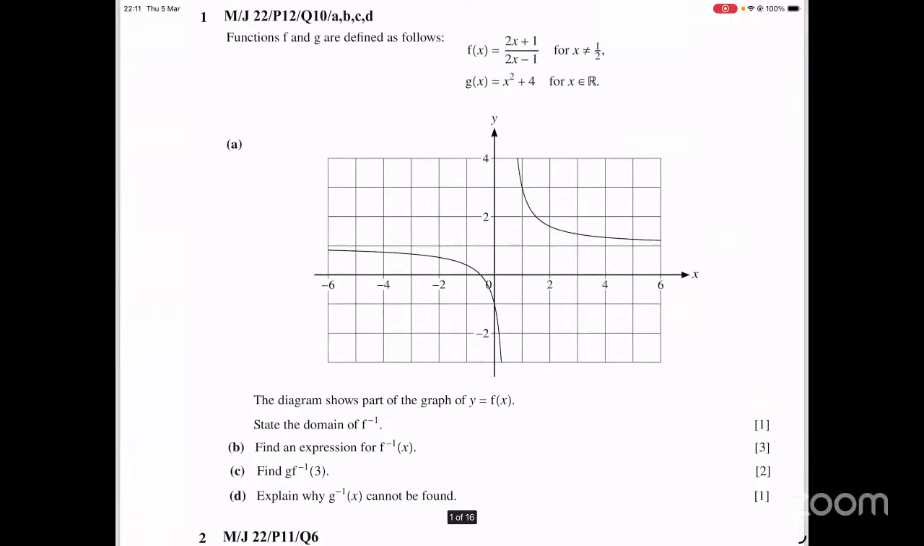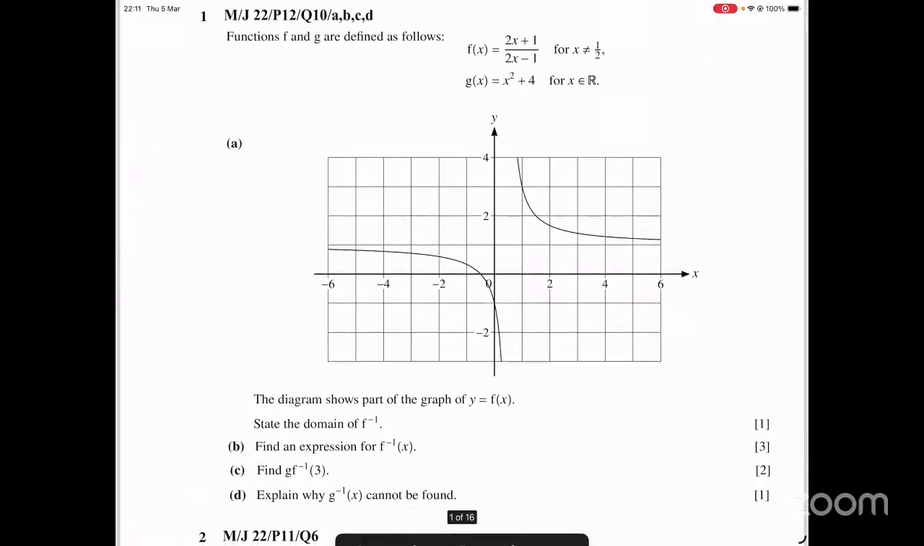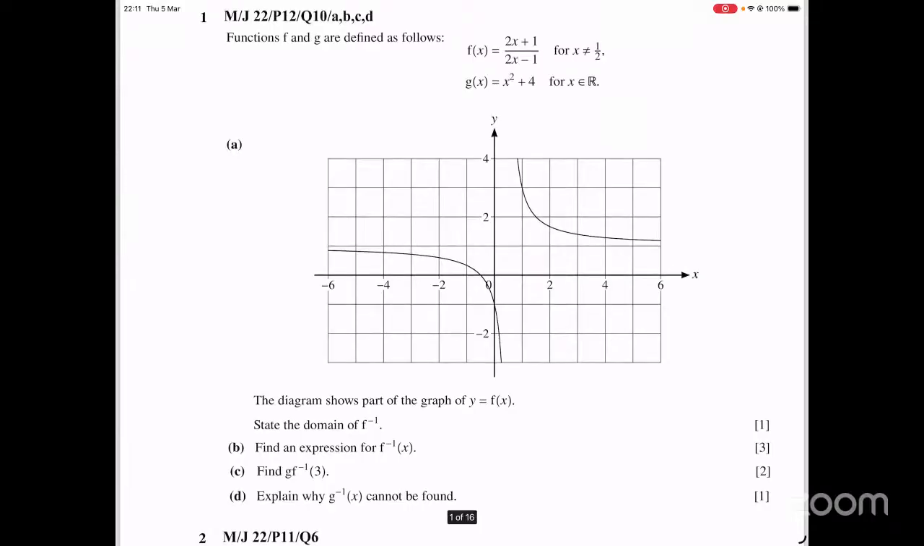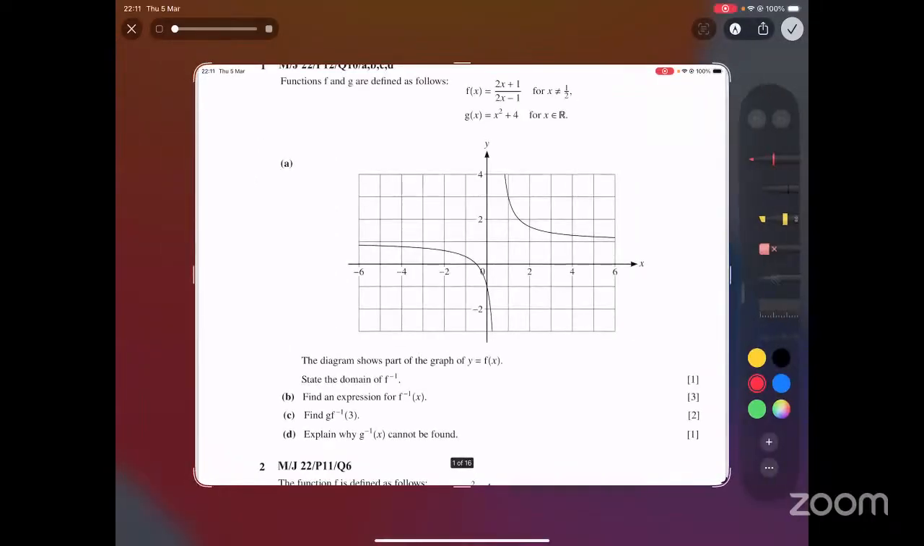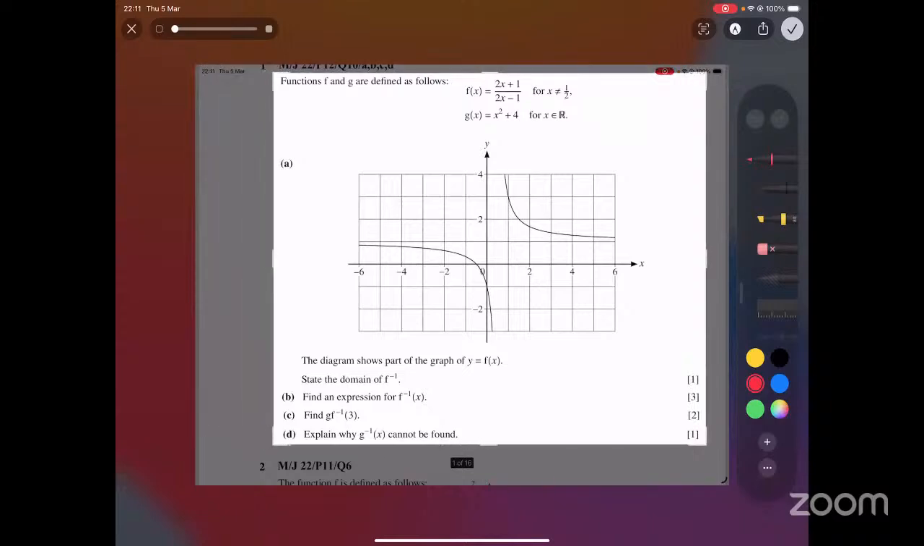Okay, so let's get started. Let's start with this one. Question number one from the worksheet. Let's have a look at this. Let's try this.